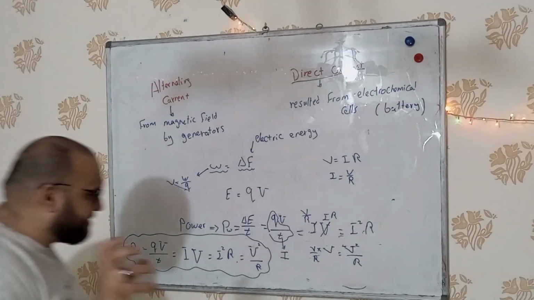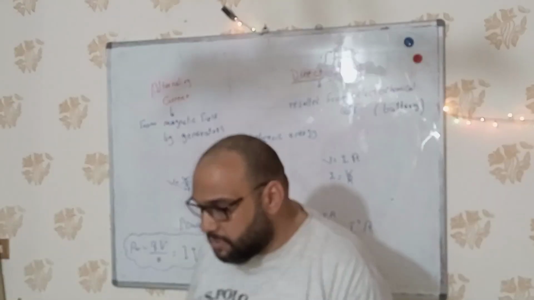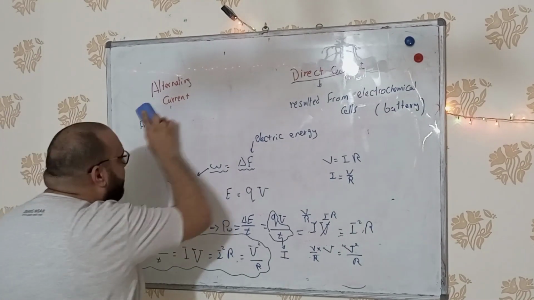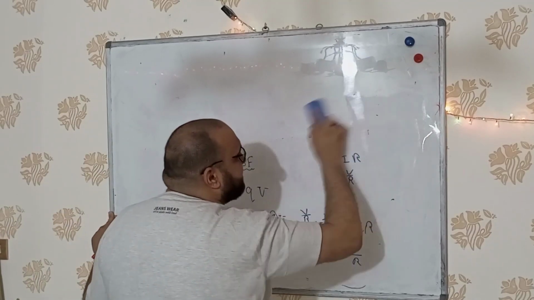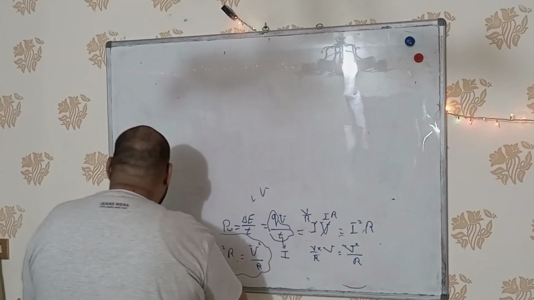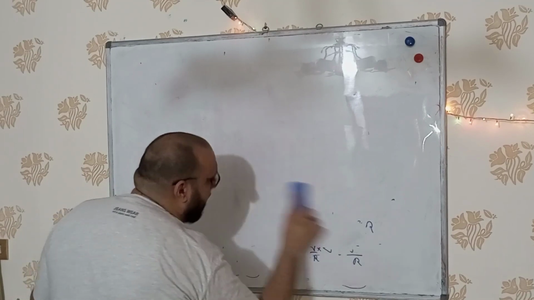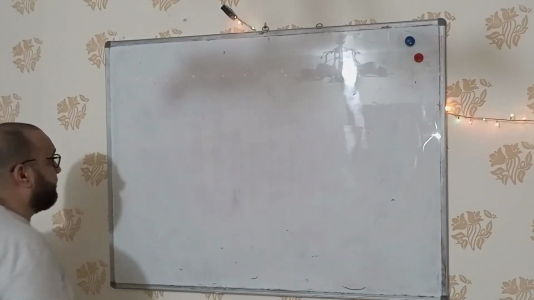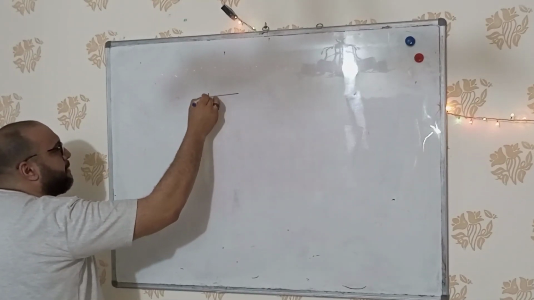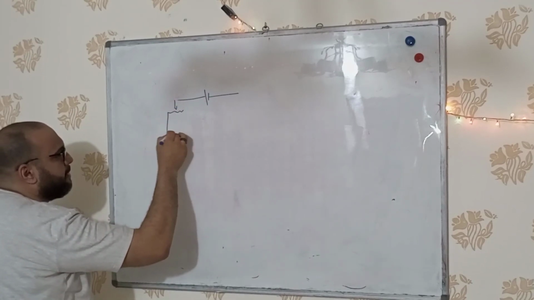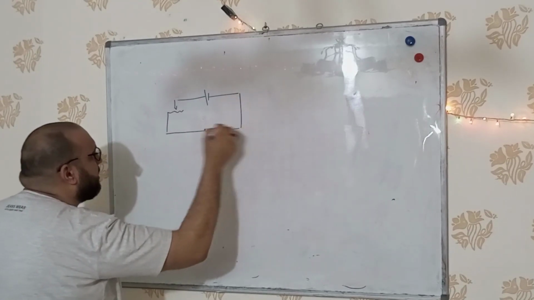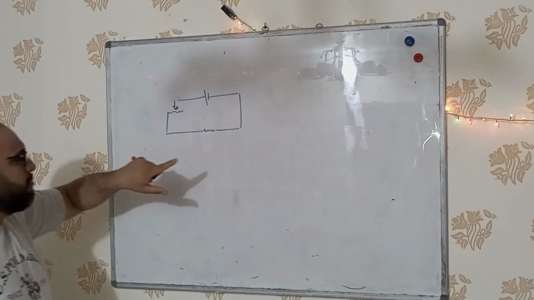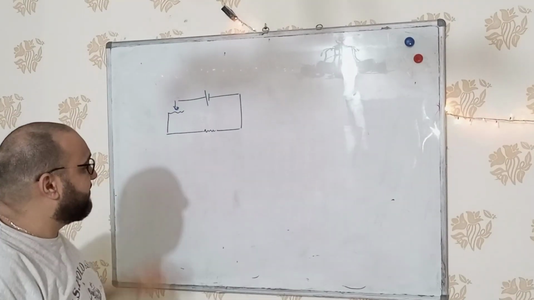We need to know now what is the difference between resistance and resistor. A resistor is a component added to the circuit to control the flow of electric current, like a tap for water. We have two types of resistor: one of them is a variable resistor, and the other one is a constant resistor. Here is a resistor with a variable value, we can change its value. Here is a constant one, we cannot change its value.